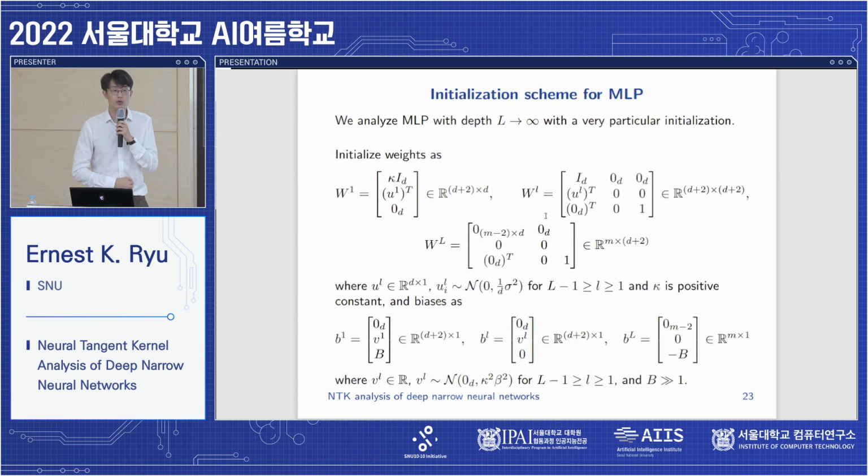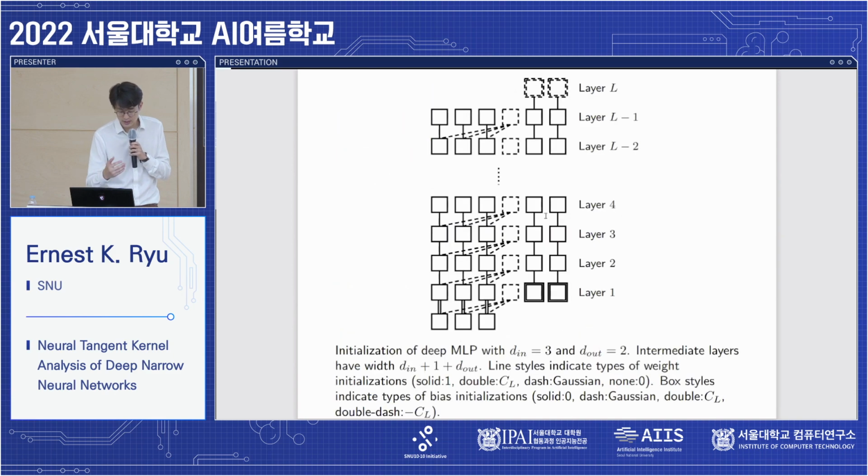The initialization, however, will be very particular, very much non-standard. So we'll initialize the weights via this description. It's too much to read during this talk, so I'll move on and show you this illustration of the deep MLP. Here, the solid lines correspond to weights initialized as 1. The dotted lines correspond to weights initialized as IID Gaussians, and the empty lines, the lines not drawn, correspond to weights that are set equal to 0.